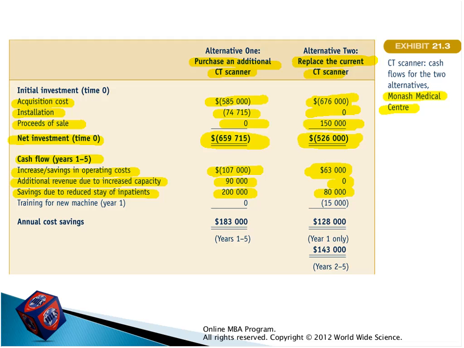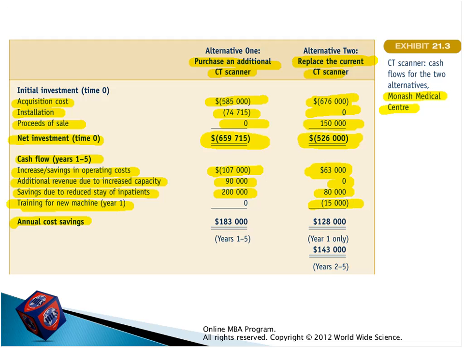And another one, training for the new machine. For example, as we are replacing the current CT scan in the second project, we need some training for the staff. We are going to spend some money, around 15,000 US dollars. And then we have to make a calculation to find our annual cost savings. How much do we actually get in savings, or let's say revenues, from our CT scanners.